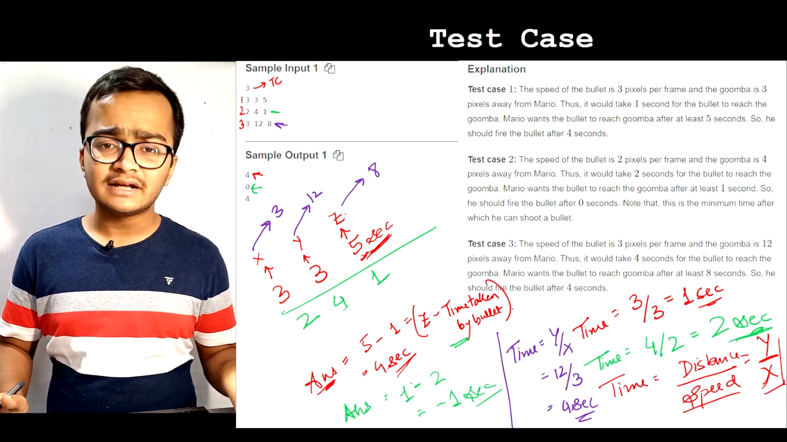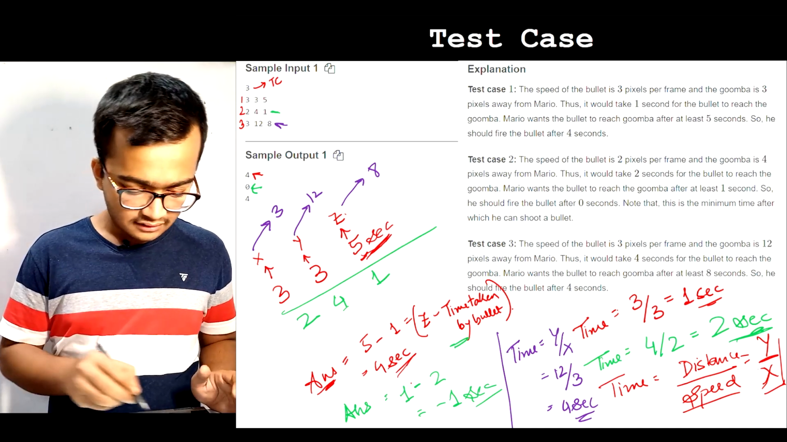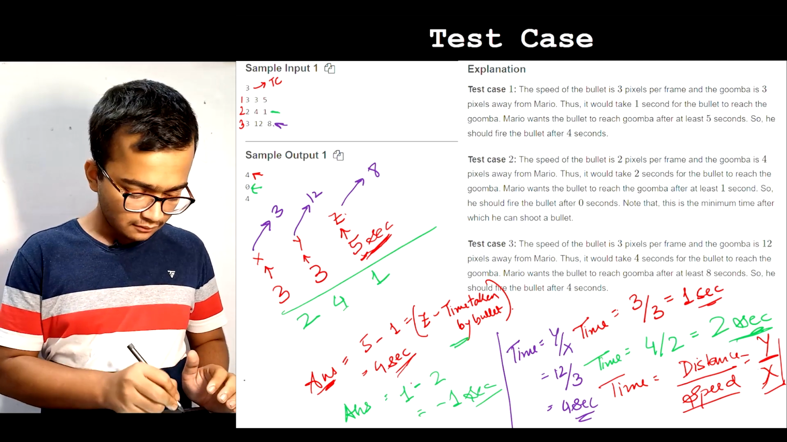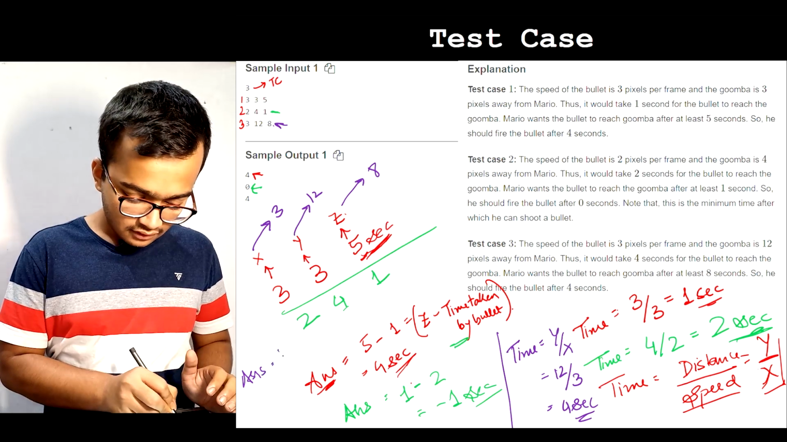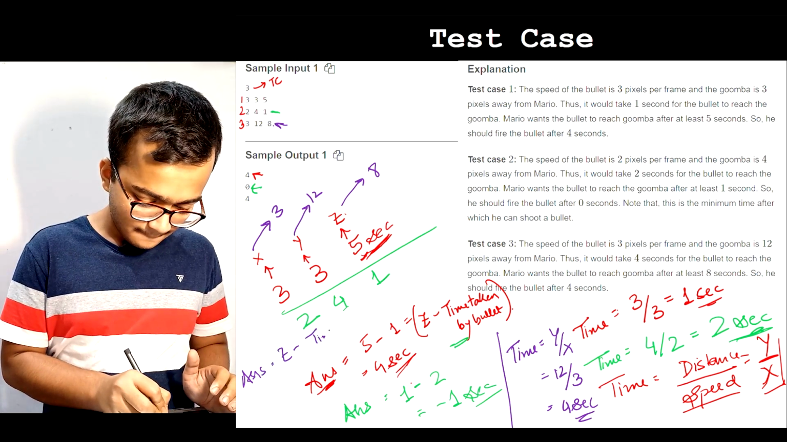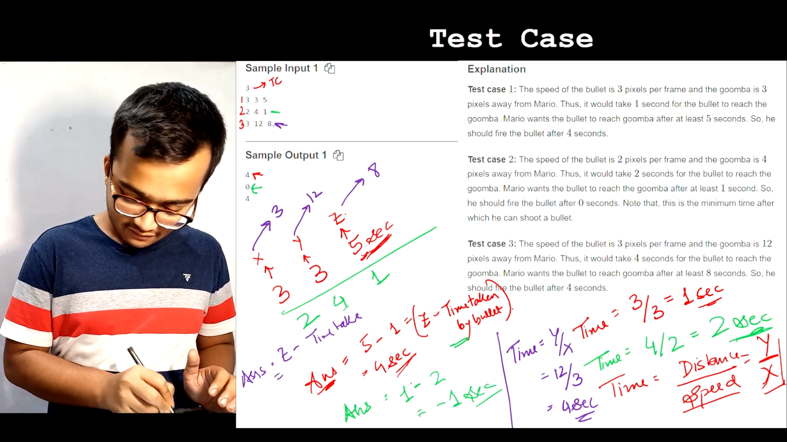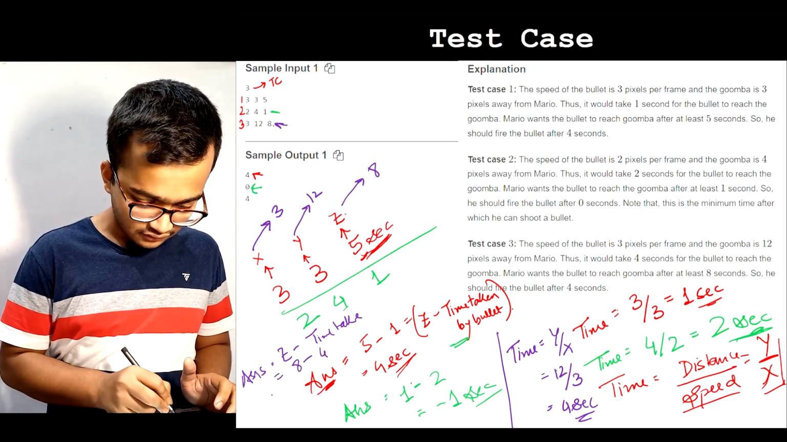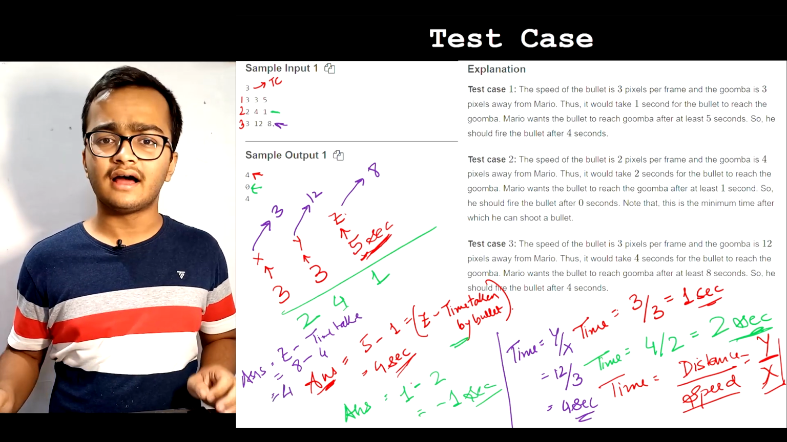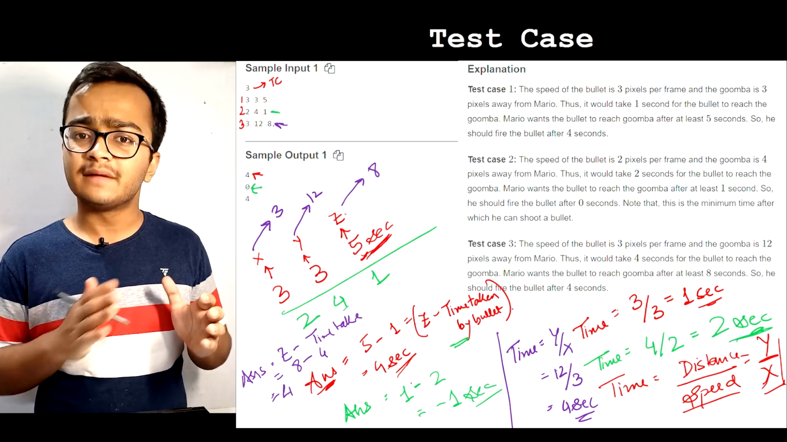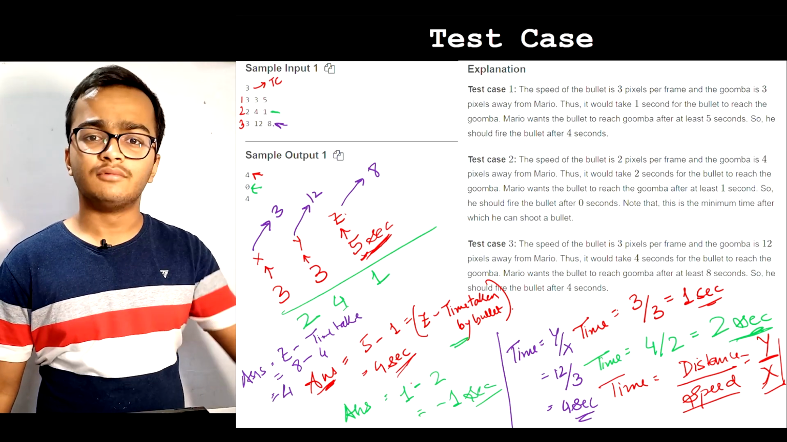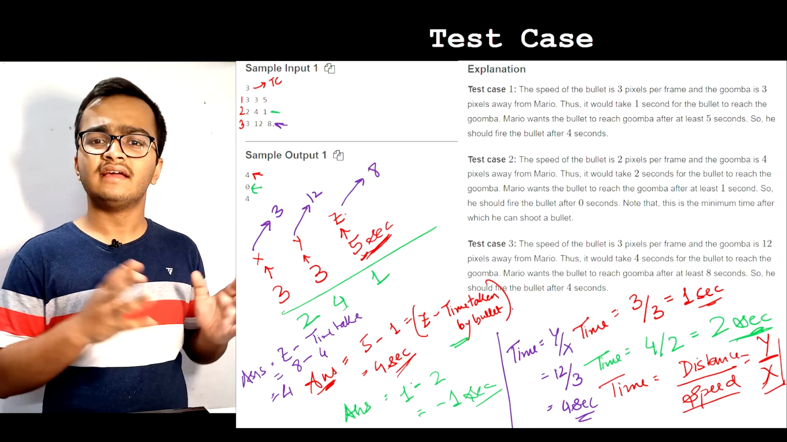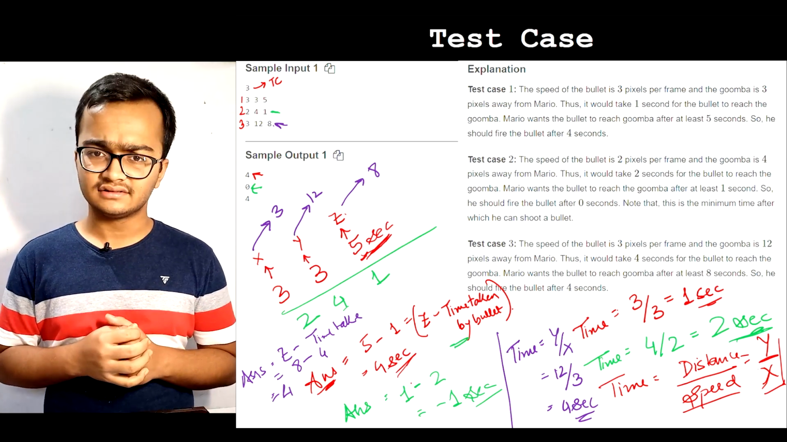Okay. And after how much time does Mario want the bullet to reach Gobba? That is 8 seconds. So according to this formula, my answer will be Z minus time taken. What is my Z? Z is equal to 8 and my time taken is 4 seconds. So Mario should fire exactly after 4 seconds. That is the minimum time, so that the bullet hits Gobba after 8 seconds, because the bullet is itself taking 4 seconds to reach the distance, right?